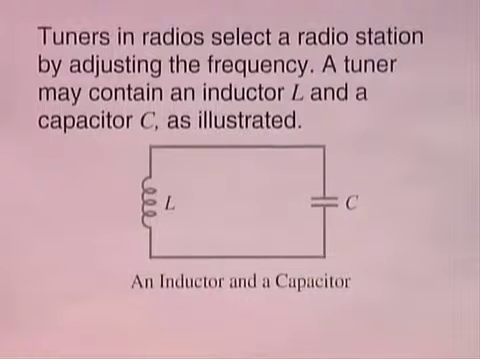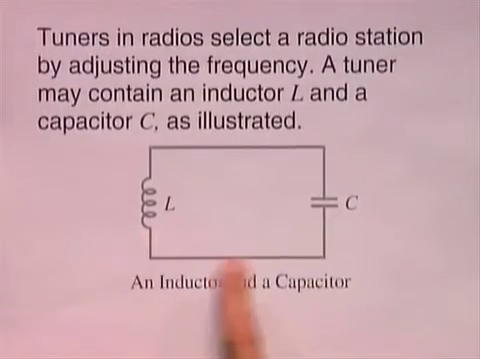Let's look at an application problem. Tuners in radios select a radio station by adjusting the frequency. A tuner may contain an inductor L and a capacitor C as illustrated. And what you can see is this is a symbol for an inductor and a capacitor.